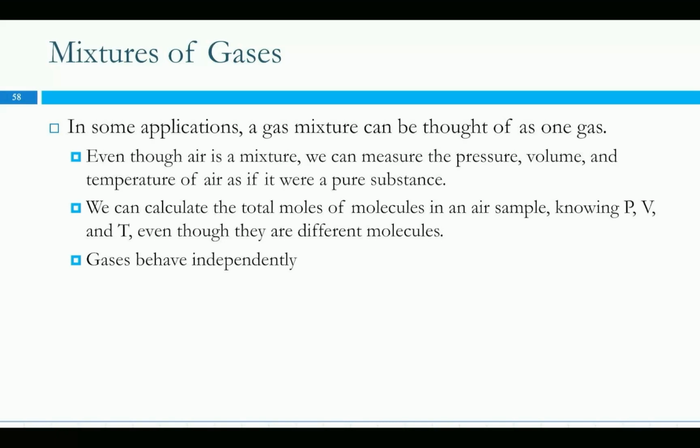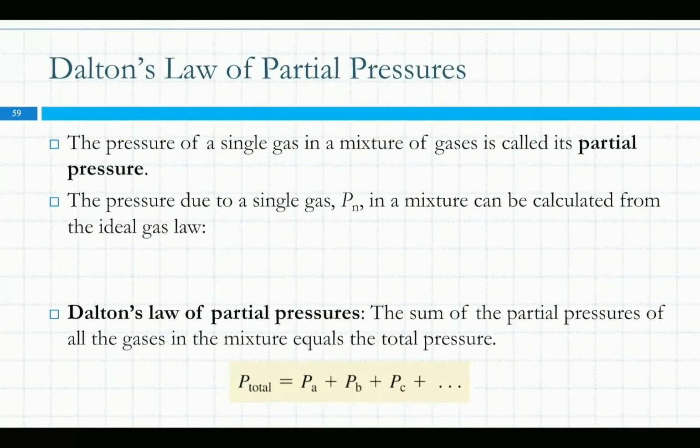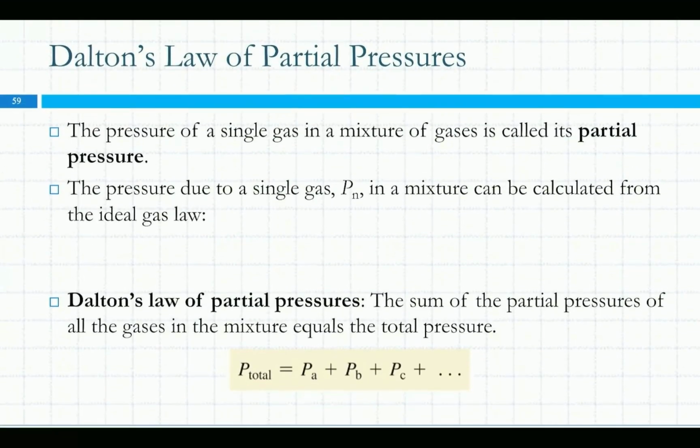So the first thing we're going to talk about is Dalton's law of partial pressures, which basically says that the pressure of a total gas is the added partial pressures of each of the gases that make up the mix. Every component of the mixture is contributing some amount of pressure to the total. And so we call the pressure due to any single gas P sub n, and we could replace the n with the formula for that gas.